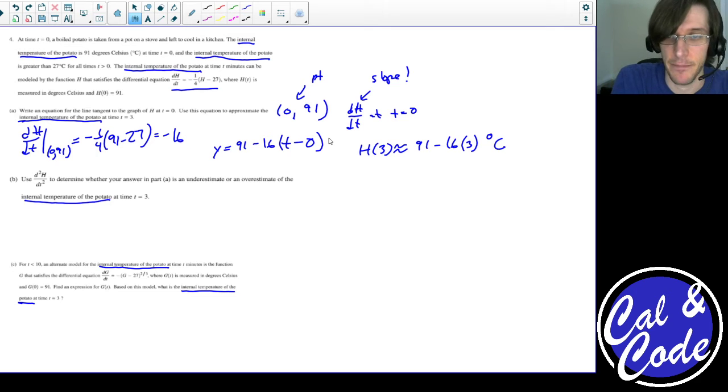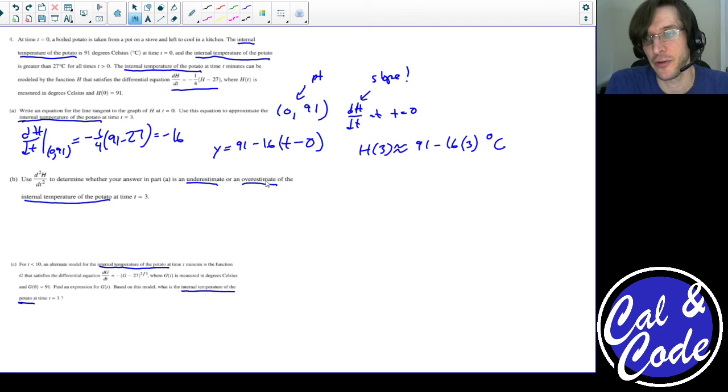I've done part A. I've already received some credit from College Board on this problem, which many people had trouble doing. The average score for this problem was depressingly low. If I remember correctly, it was less than 2 points, but it's been a while since I've looked at the statistics. Use the second derivative of h with respect to time to determine whether or not your answer in part A is an underestimate or an overestimate.